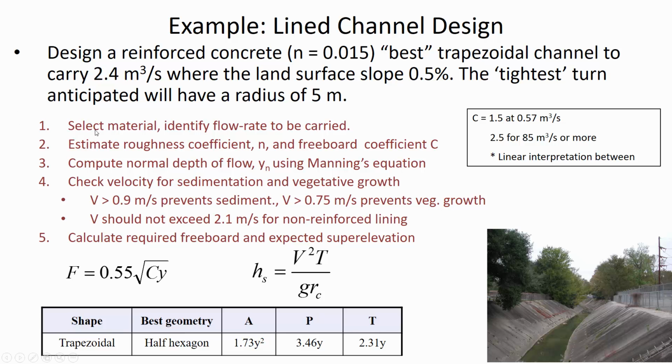We want to find out how deep the water is going to be. We're going to find out what the velocity is like at this design condition. And then also make sure that whatever freeboard above and beyond the flow depth we pick is large enough for the superelevation height.